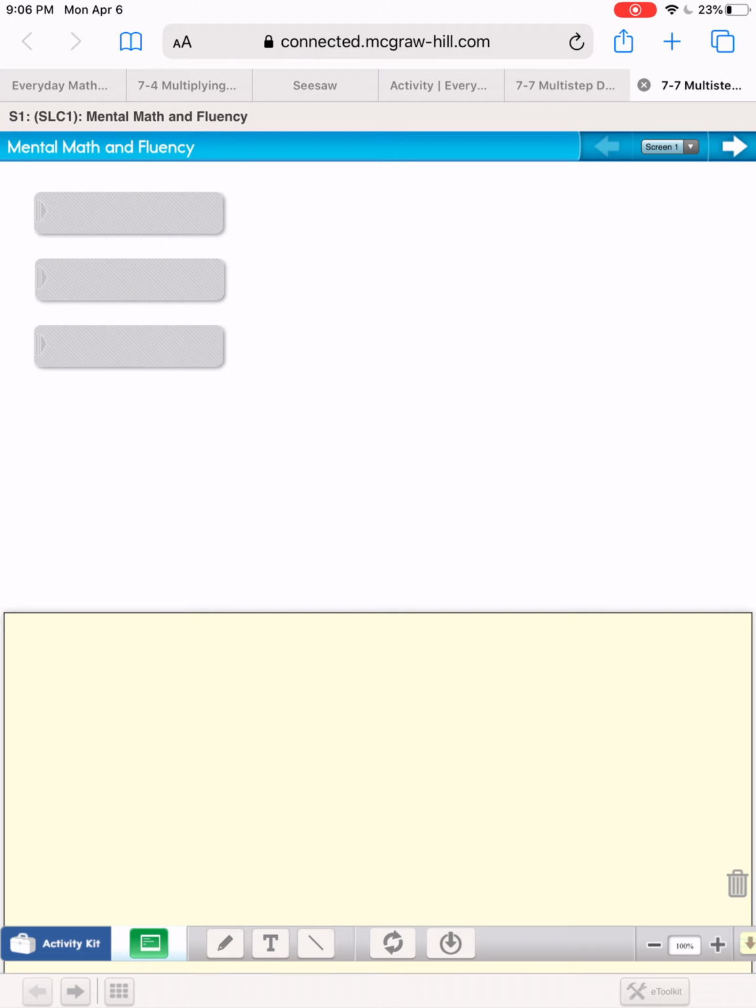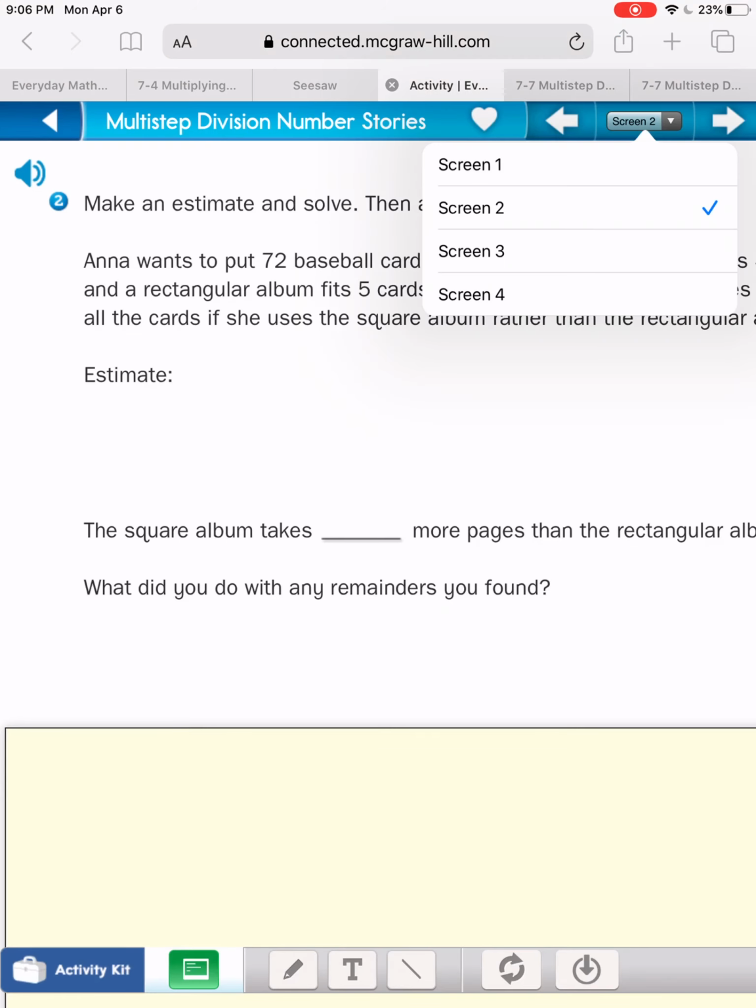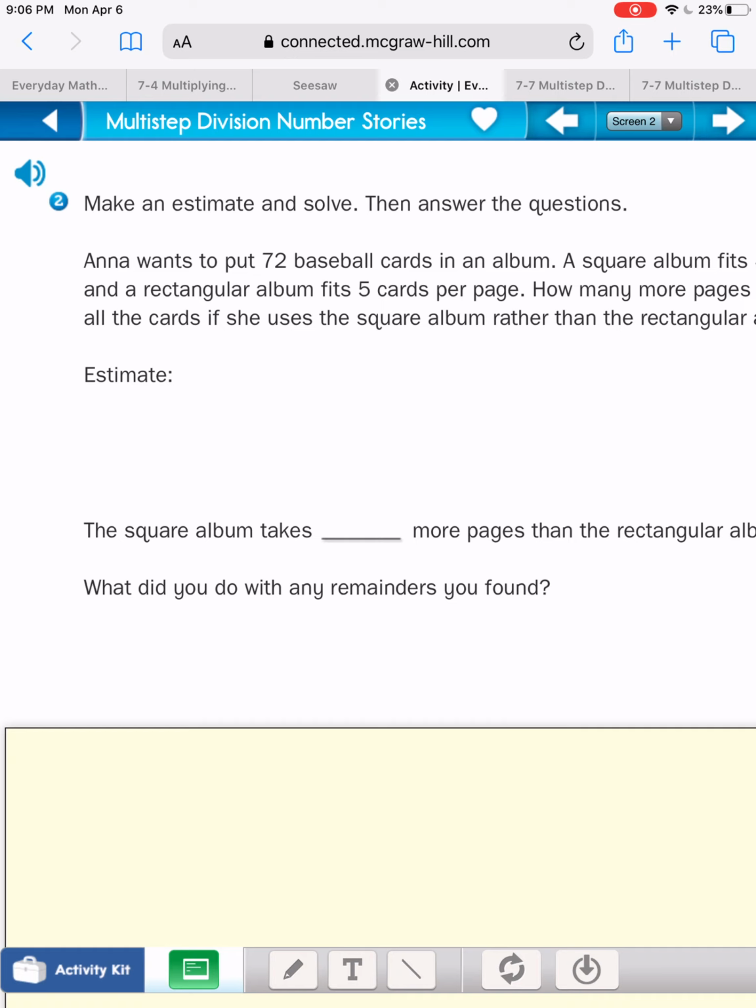What you are going to see right now is the answers for question number 2 of your math boxes for 7.7. So let's go ahead and listen together. Multi-step division number stories. 2. Make an estimate and solve.